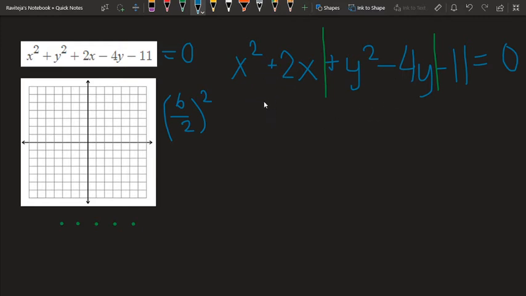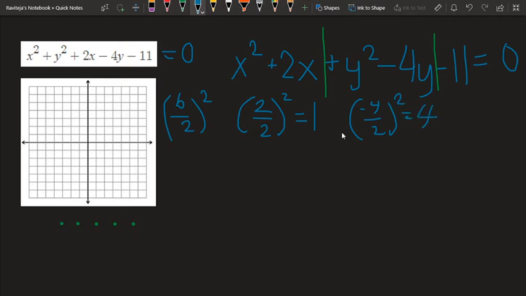So in x squared plus 2x, we have (2 over 2) squared, which is just 1, actually. And over here, for y squared minus 4y, we have (negative 4 over 2) squared, which is just 4.